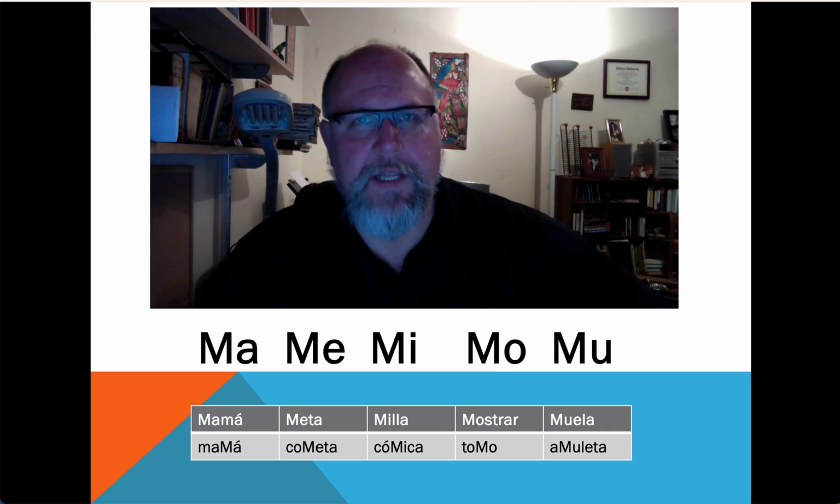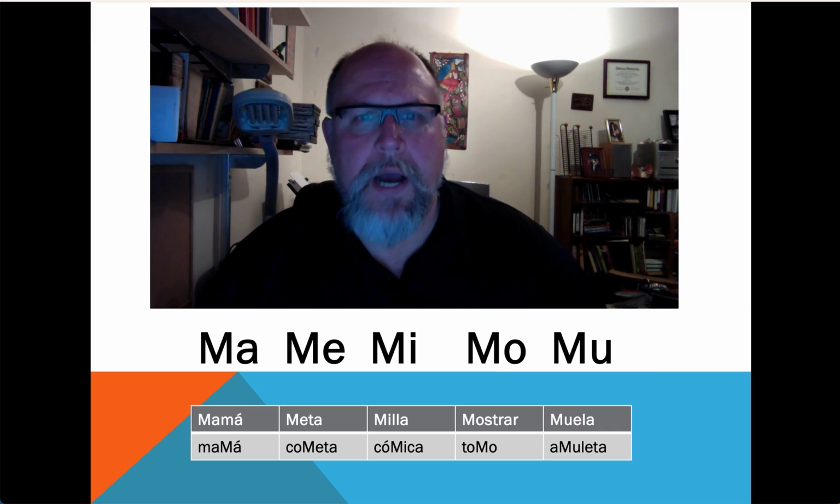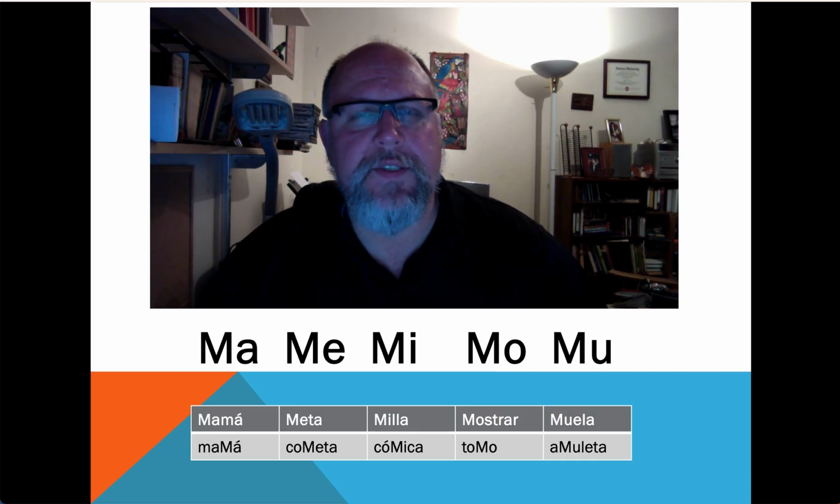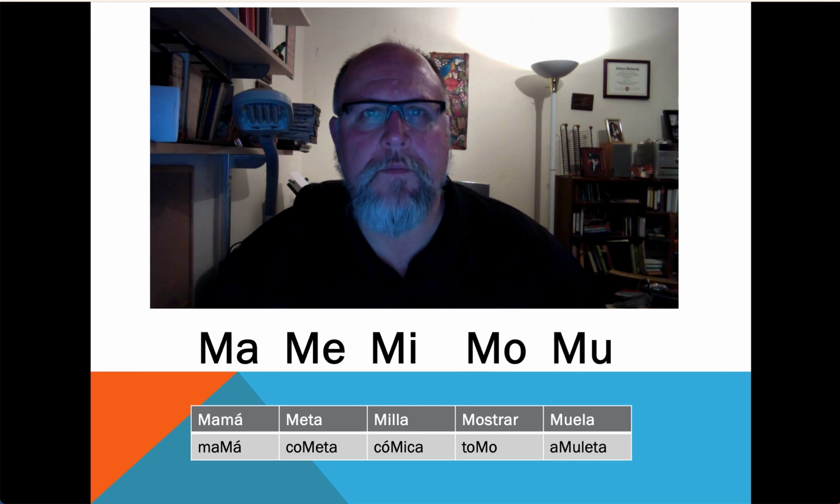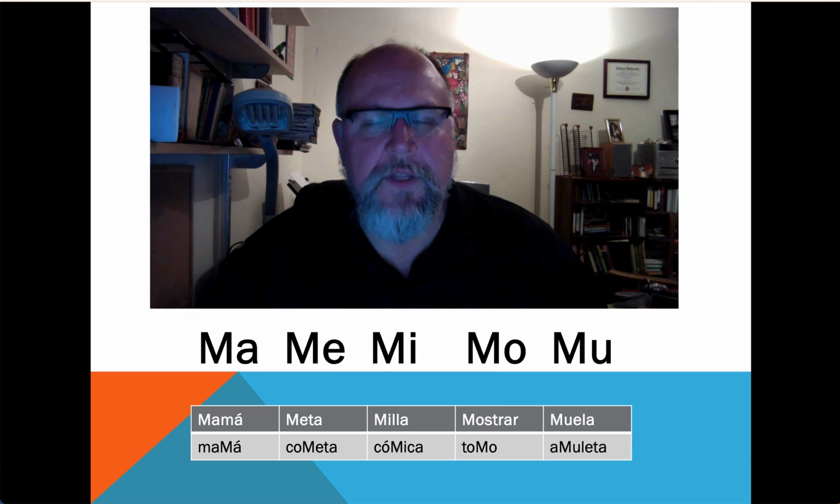The M in Spanish is like the M in English. It's pronounced ma, me, mi, mo, mu. And it's the same at the beginning of the syllable or the word and in the medial also. Mamá, meta, milla, mostrar, muela. Once again, mamá, meta, milla, mostrar, muela. And at the end or in the middle of the word as well.